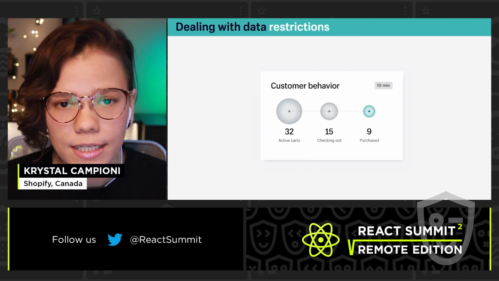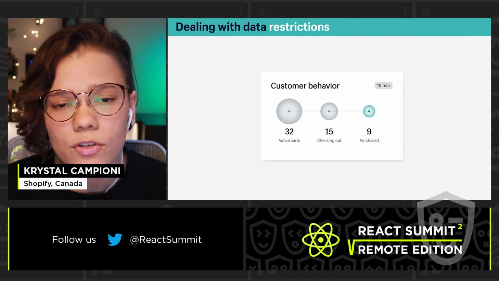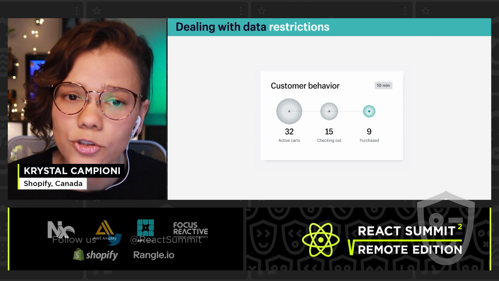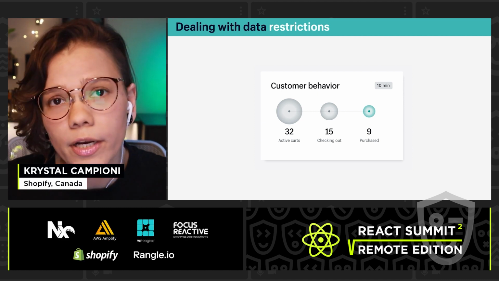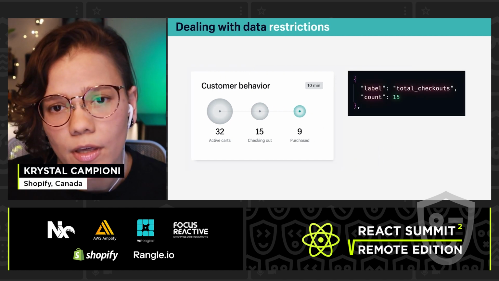So this is our second draft, and I think that this one is actually much better. We have three circles with different sizes that are easy to compare, so we can quickly know if we have more visitors with active carts or people that already purchased something, for example. And we can make it work with our data as well.